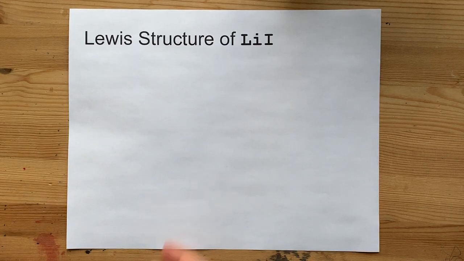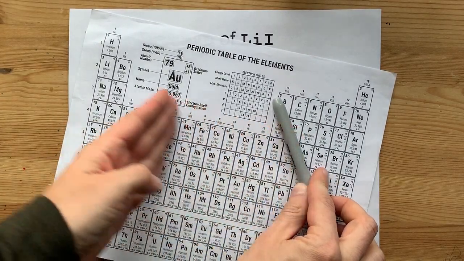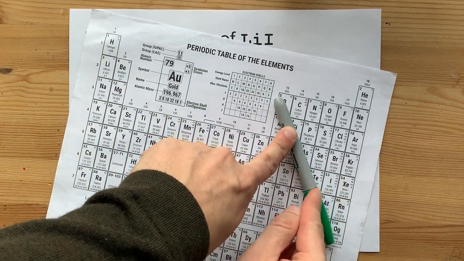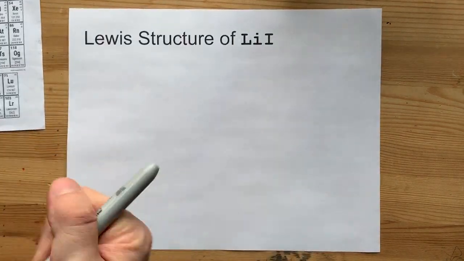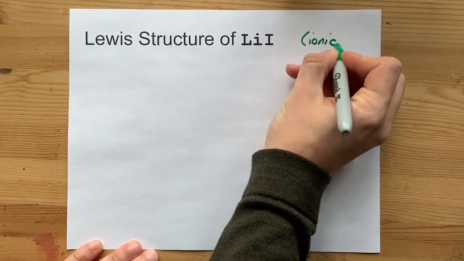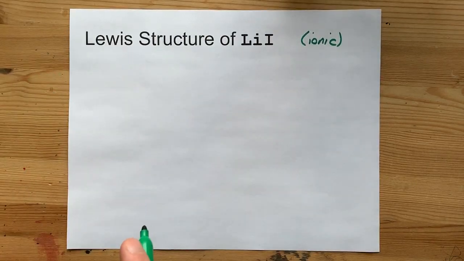Let's draw the Lewis structure of lithium iodide. First thing to note, lithium is on the left-hand side of the staircase. It is a metal. Iodine is on the right-hand side of the staircase. It's a non-metal. That means that when they get together, they are going to form an ionic compound because there will be a transfer of electrons, not a sharing.